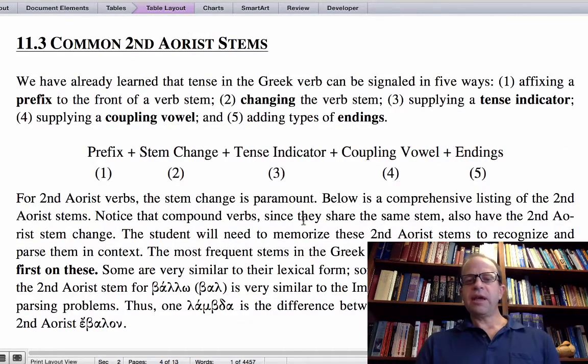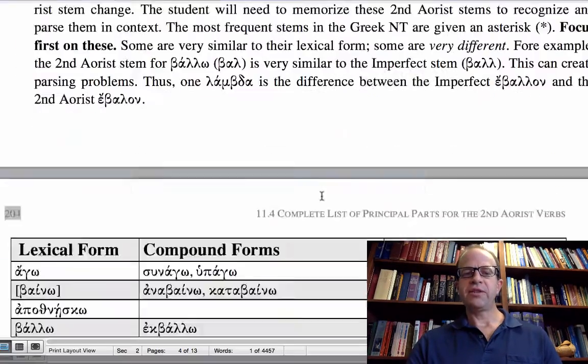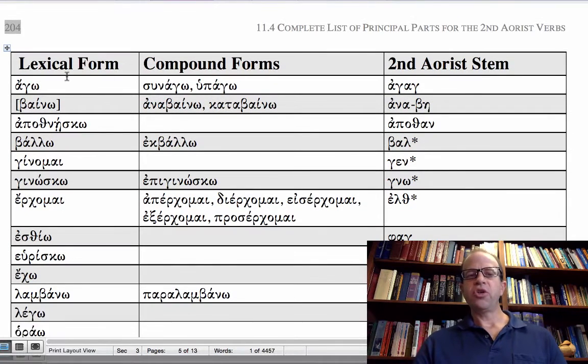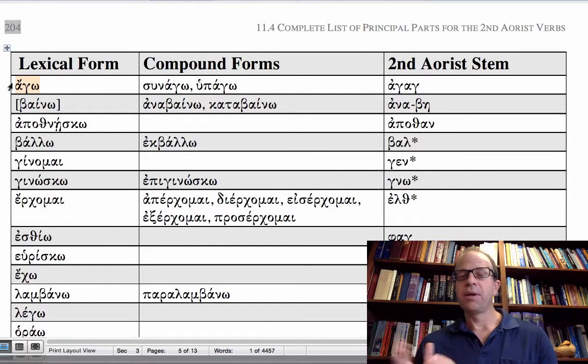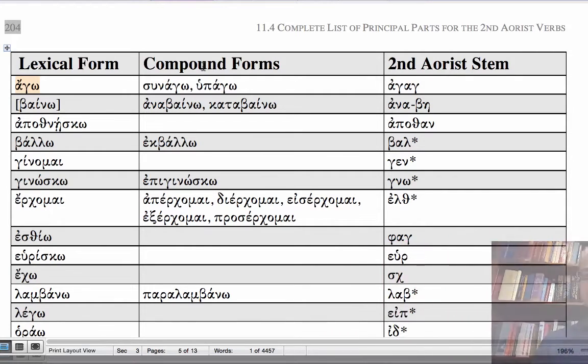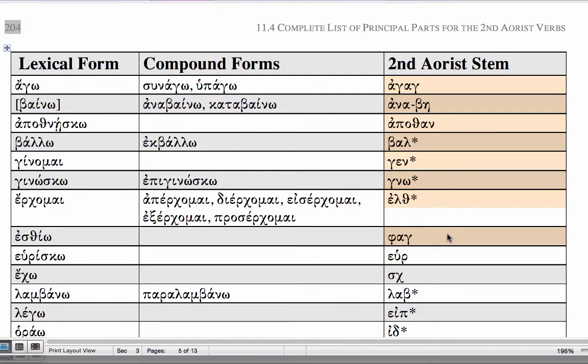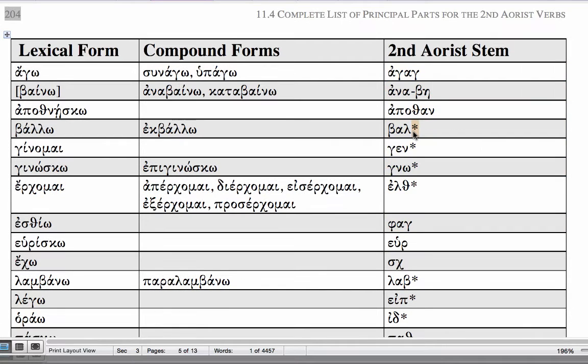So here is a listing of common second aorist stems. This reviews the formation of tenses, and then I have a chart here showing the lexical form, which is the first principal part stem, and then I list any compounded verb forms with prepositional prefixes. And then I show the second aorist stem, which is used in the third principal part, that is the formation of the aorist, active and middle. Now, I've put an asterisk on the most commonly occurring forms. So these are the ones that you should really try to memorize first because of their frequency.